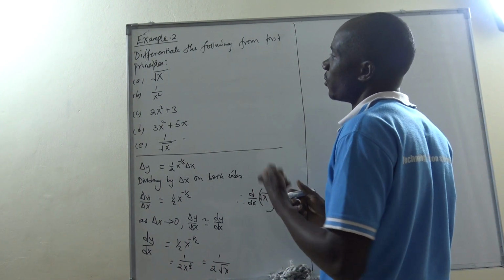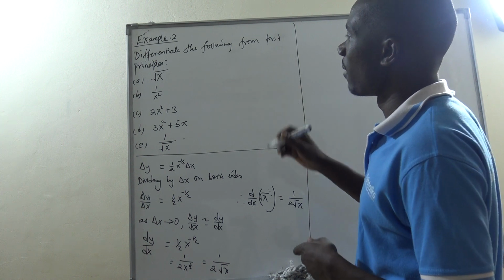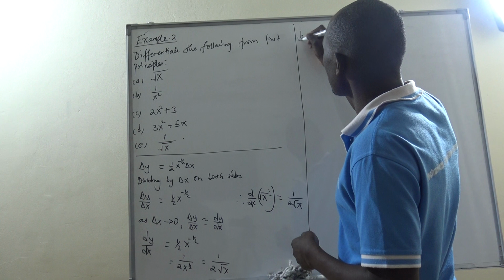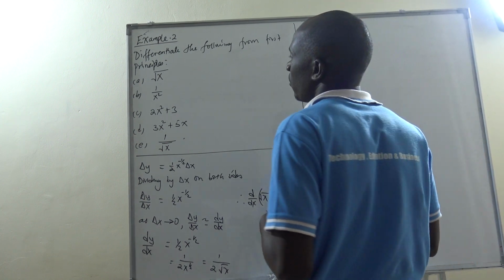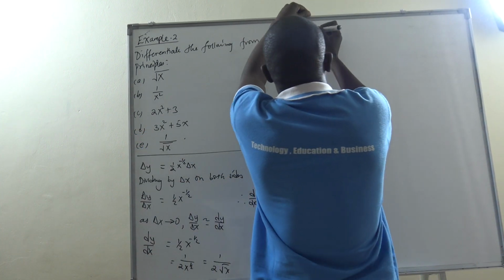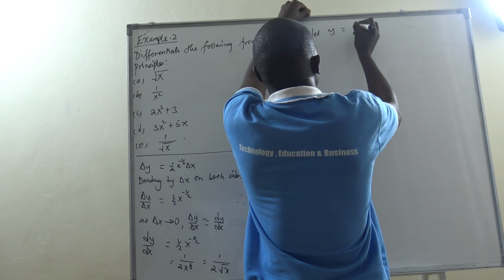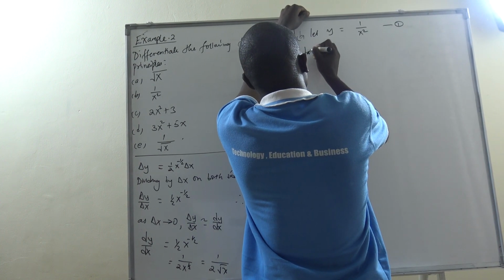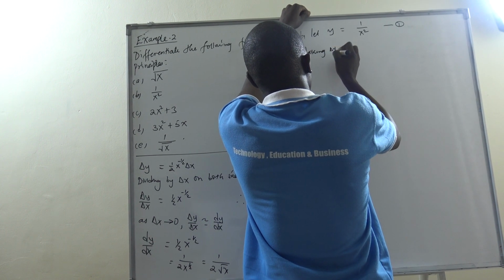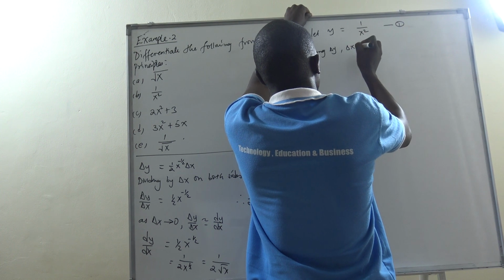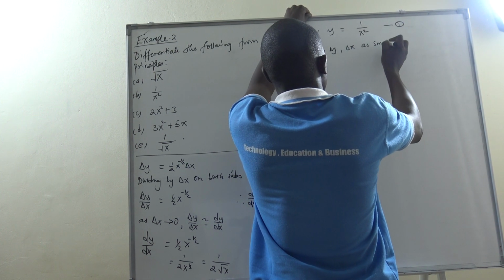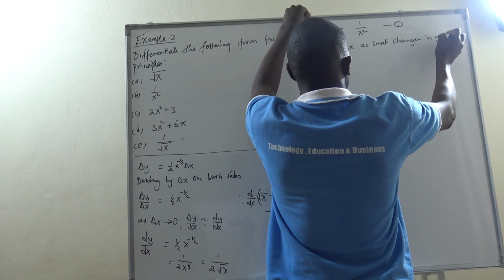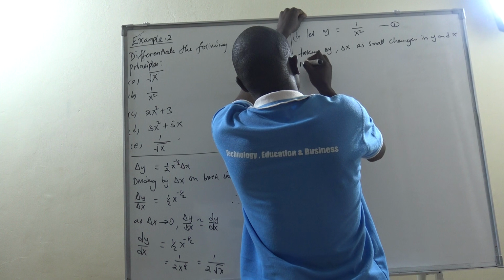So we are still moving on to another part, that is now part B. We are looking at how to differentiate using first principle of part B. You can start by saying let y equals 1 over x squared. This is the first equation. You can say taking delta y, comma, delta x as small changes in y and x respectively.